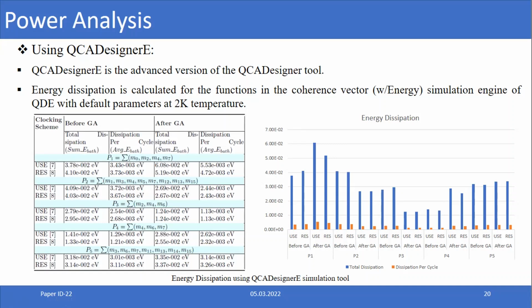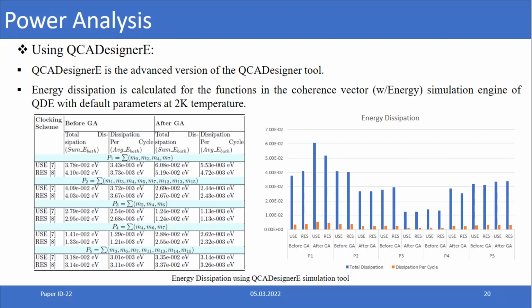But in case of P2, P3, this one is a good example for our genetic algorithm. In case of P2, P3, after applying genetic algorithm, the power dissipation is very much low because here the majority voter count and the total inverter is reduced after applying genetic algorithm. In case of P5, the majority voter count is reduced after applying genetic algorithm, but as I discussed, we have used some regular clocking scheme, so that's why it increases the circuit area. So that's why the power dissipation is high.